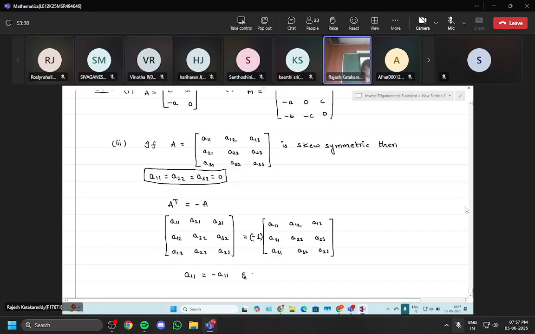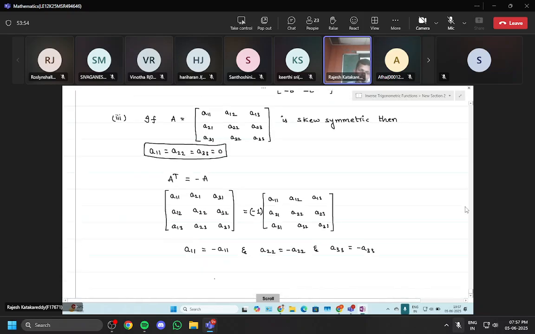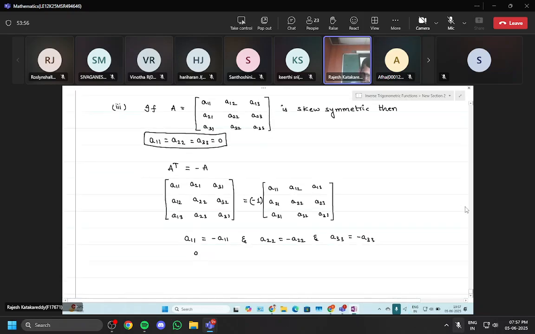Now second row, second column element should be equal to second row, second column element. Third row, third column element should be equal to third row, third column. So change this side. You will get 2 times A11 is 0. From there A11 is 0. A22 is 0. A33 is 0. Clear? Understood. This is why.